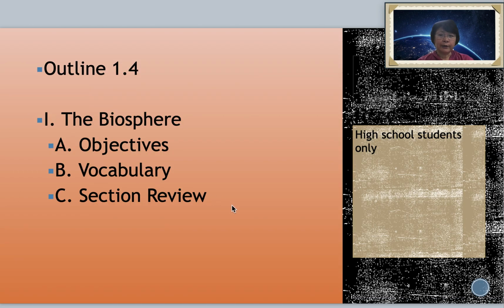So outline 1.4. Again, the title is the biosphere, and that is indicated by Roman numeral 1. The classifications under the Roman numeral 1 are objectives for A, B is vocabulary, and C is section review. And again, this section is only for high school students. So if you're wondering, Mrs. Roseberry, what do I do with this outline? You write this down. This is how we are doing the outline.